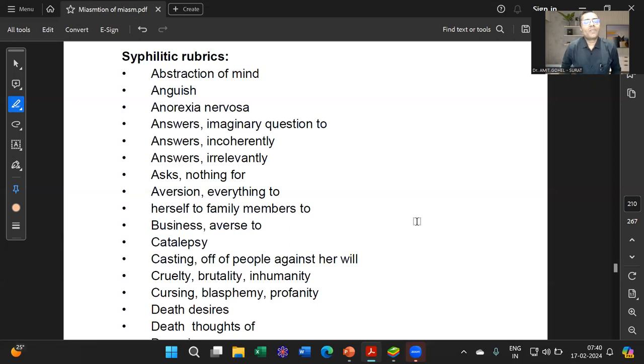Abstractions of the mind, anguish: anxiety going into an exaggerated form is anguish. Anorexia nervosa is something where I don't want to eat because of some anxious process, and that leads to leanness, thinness and everything, that is destroying the self. Answers to imaginary questions: the processing unit is not working in a proper way, there is a destruction of control, answers incoherently, answers irrelevantly, that is, the control of the processing unit is disturbed. So that is syphilitic.